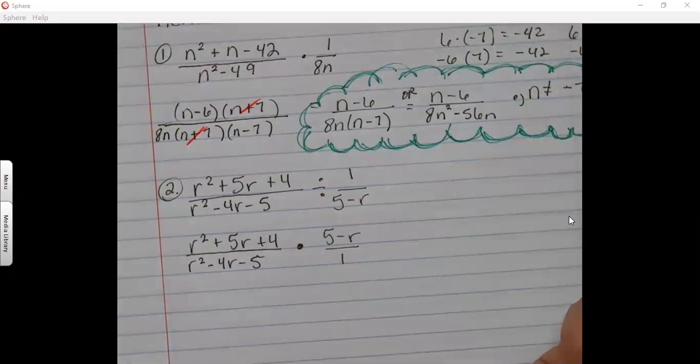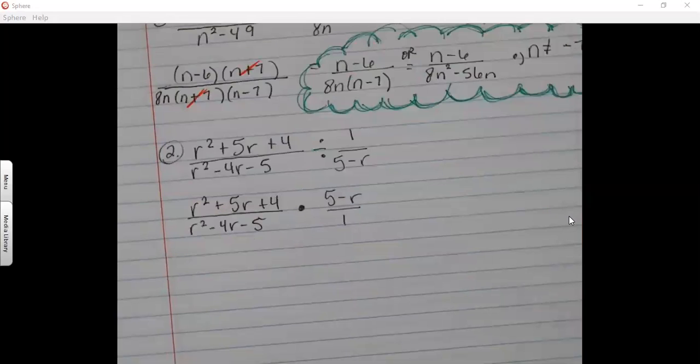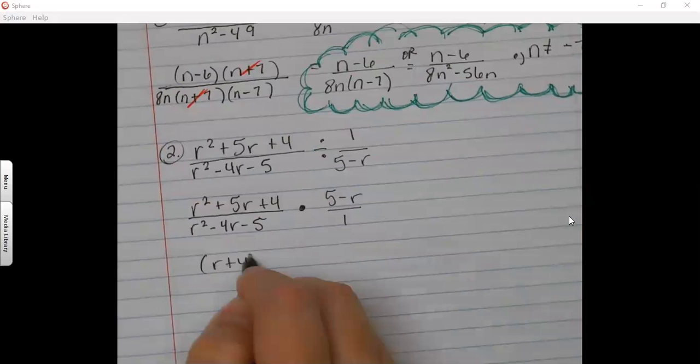All right, so let's see if we can factor. r squared plus 5r plus 4, a is 1. We can do that in our head. Two numbers that multiply to get 4, add together to get 5. 4 and 1, 4 times 1 is 4, 4 plus 1 is 5, that works, right? So I'm going to factor the numerator of the first fraction to r plus 4 and r plus 1. If you can't do it in your head, no problem. You know how to do your T-chart and all that mess.